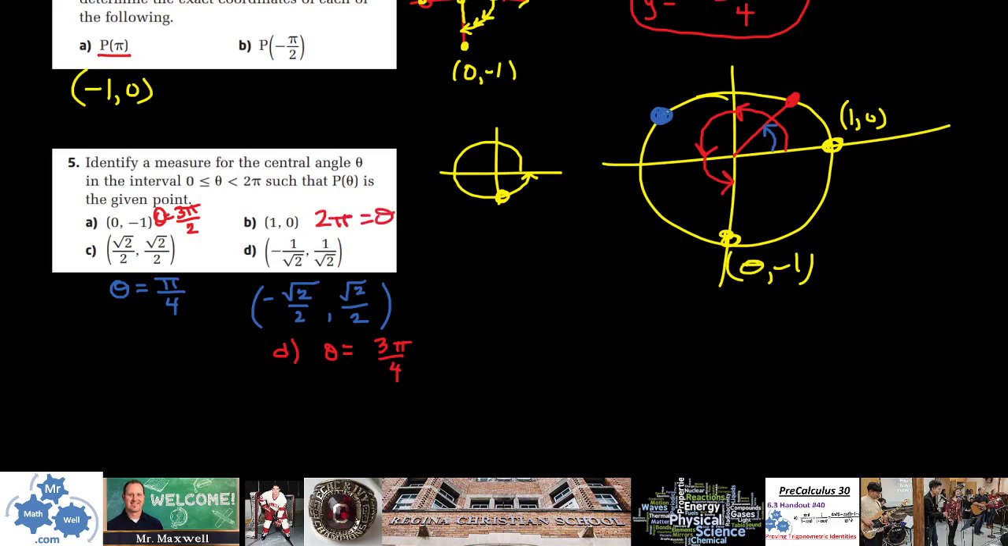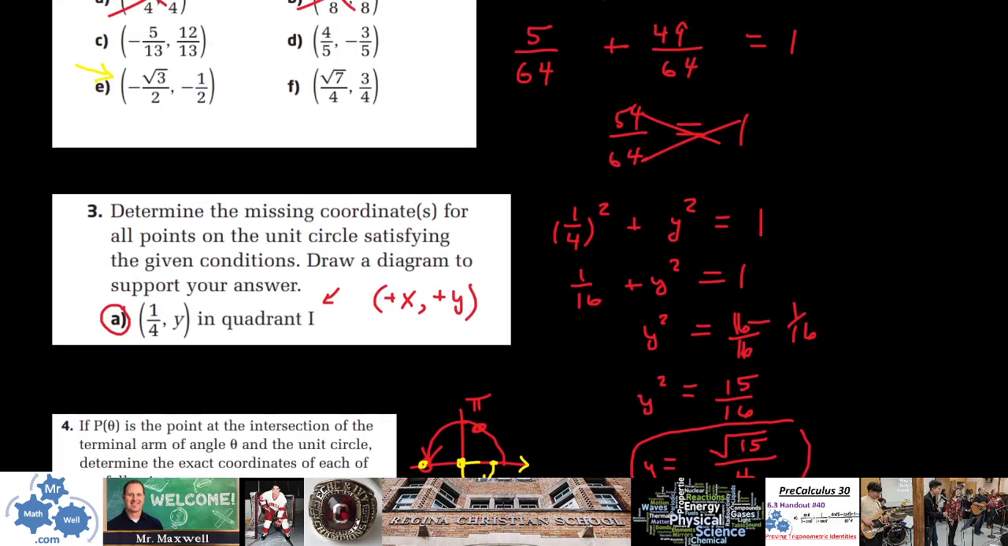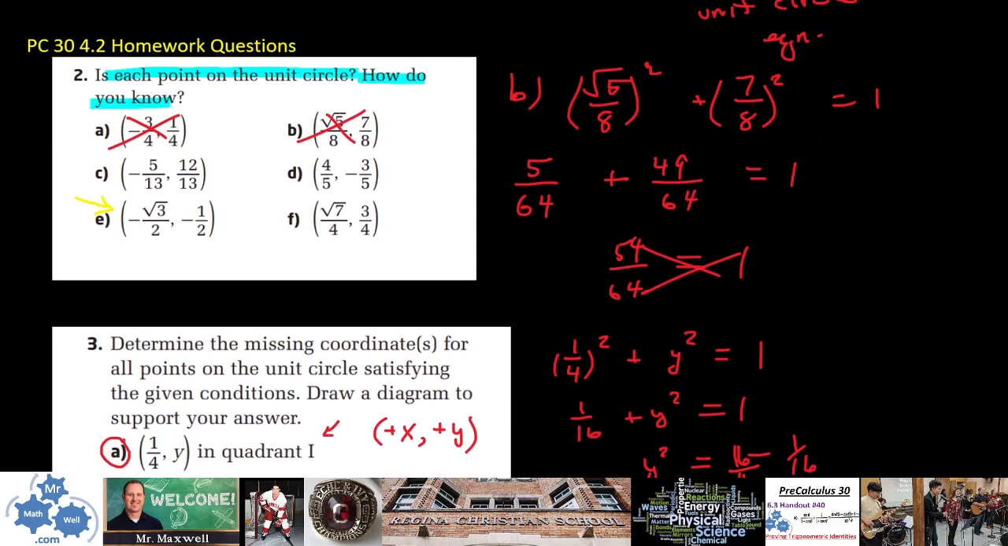Okay? So again, that's just some samples for the first 5 questions. Well, for 2 to 5 anyways, for 4.2.